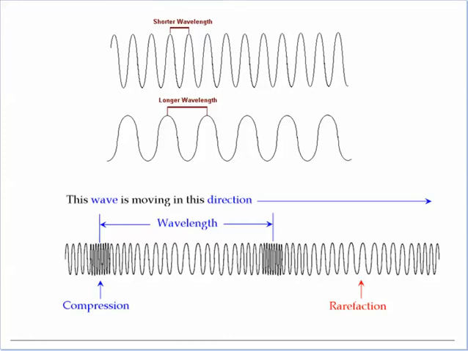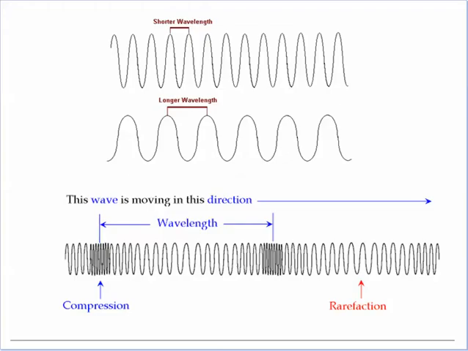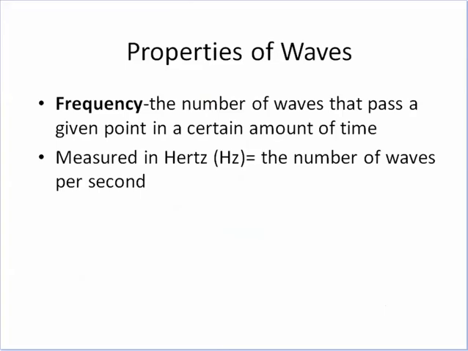Which leads to the last property we're going to discuss in this video, and that is frequency. And if you think about what the word frequent means, it means how often something happens. So frequency of a wave is the number of waves that pass a given point at a certain amount of time. So if I go back and look at this picture here, you will see that this wave that has a shorter wavelength is happening more often, so it would have a greater frequency. So a shorter wavelength has a greater frequency than a longer wavelength.